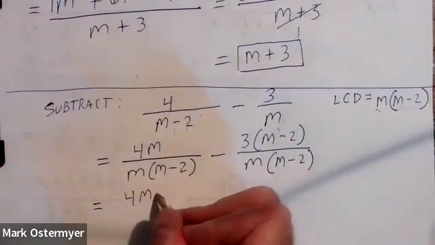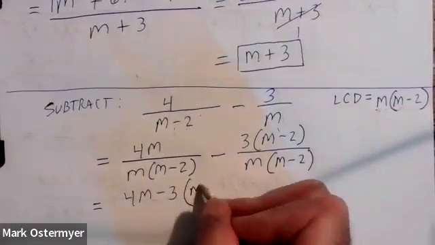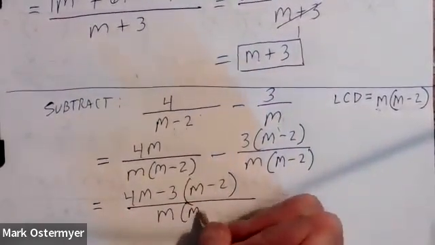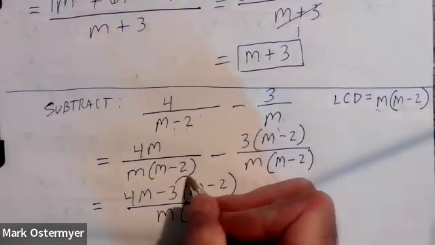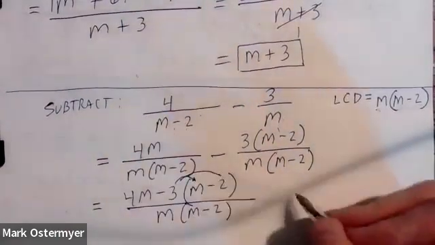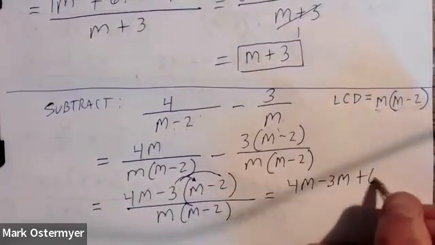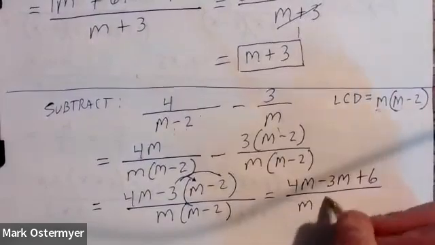So we have 4m minus 3 times m minus 2. And this all sits over our common denominator. Distributing the negative 3 inside the parentheses here, we're going to have 4m minus 3m plus 6 all over our least common denominator.